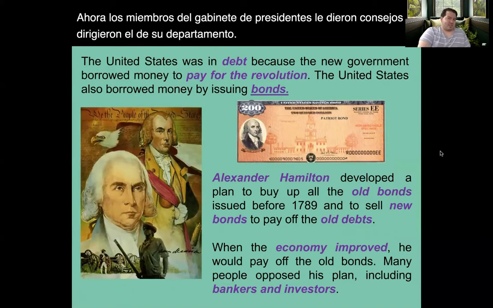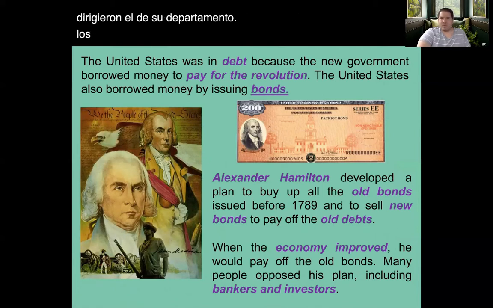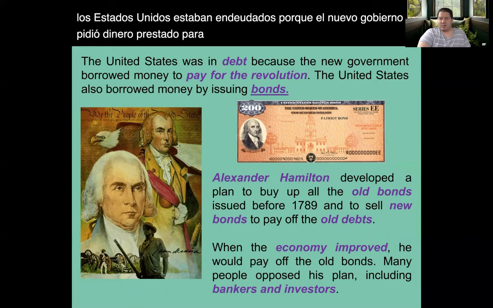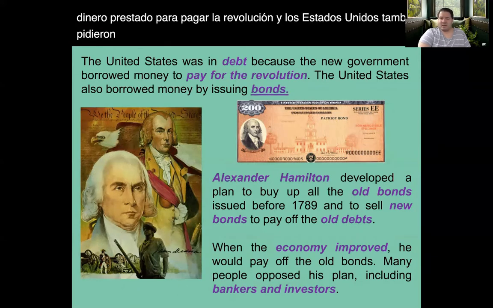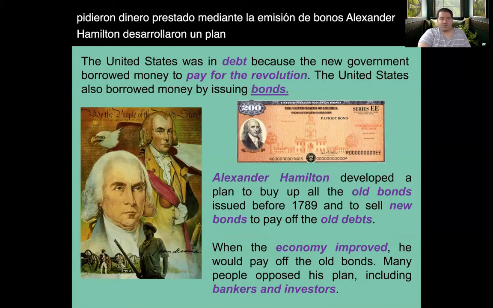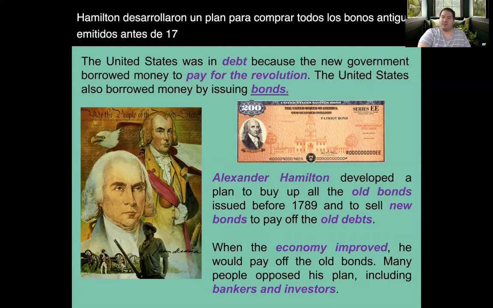The United States was in debt because the new government borrowed money to pay for the revolution. And the United States also borrowed money by issuing bonds. Alexander Hamilton developed a plan to buy up all the old bonds issued before 1789 and to sell new bonds to pay off the old debt.